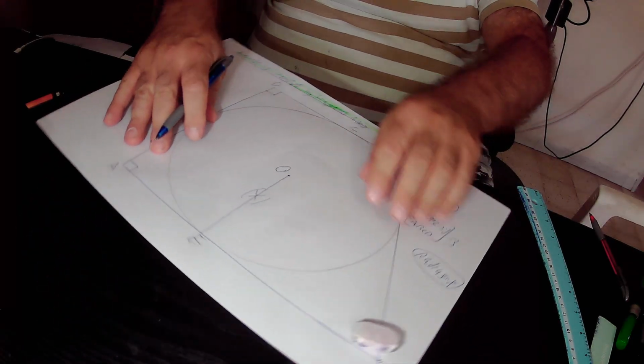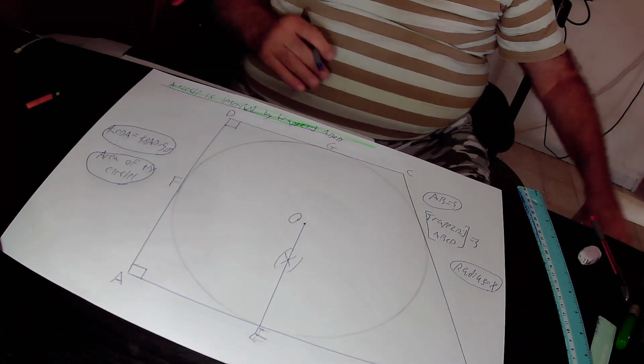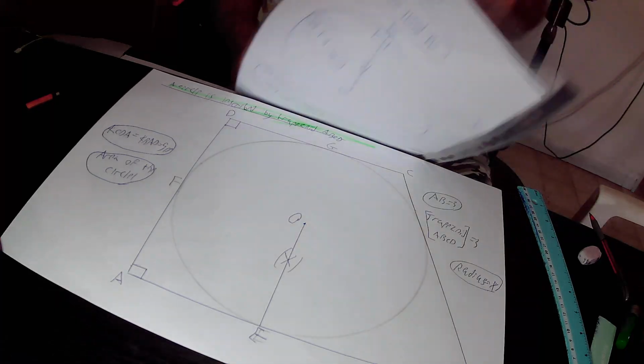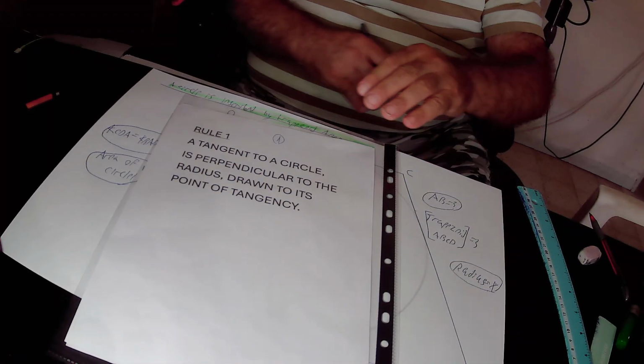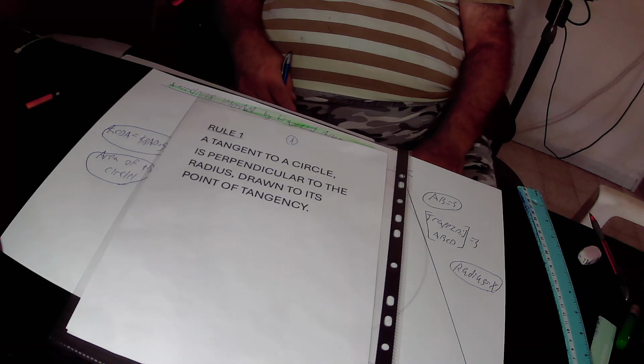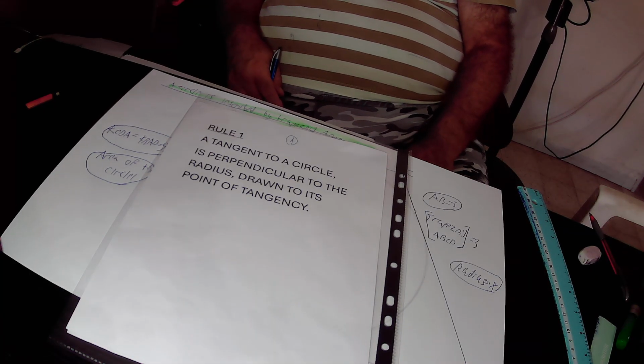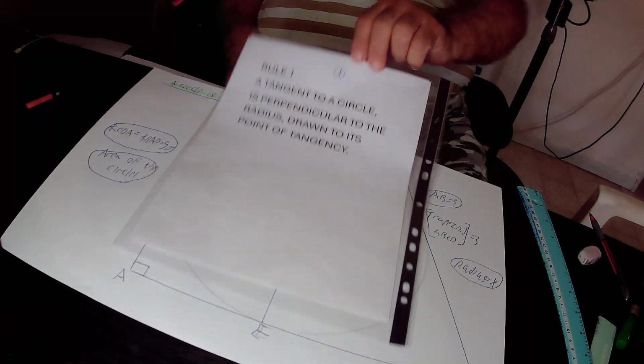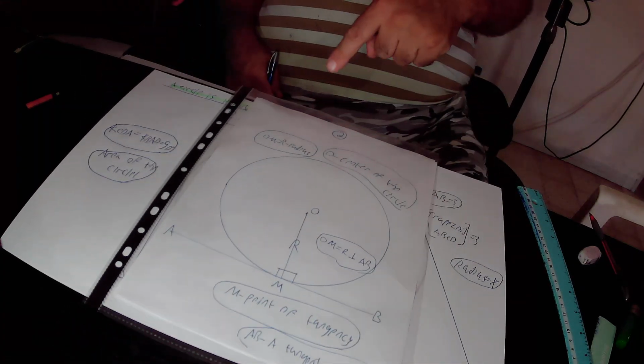Here we can implement rule 1. I'll repeat quickly on rule 1. According to rule 1, a tangent to a circle is perpendicular to the radius drawn to its point of tangency. In the drawing, we have a circle.